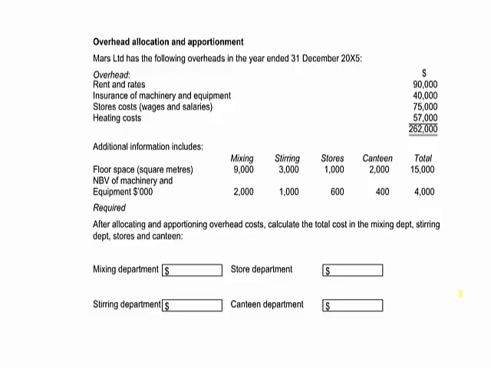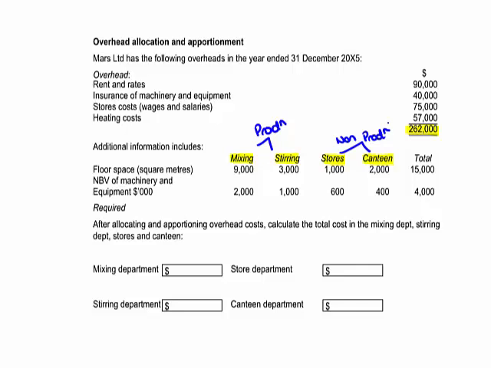Lecture example 1 then is going to take us through step 1 of allocating and apportioning our overheads to different cost centres. So what you can see then is we've got $262,000 of overheads to be allocated and apportioned, and they're split into 4 different categories of overheads. You can also see then that we've got 4 departments here, 4 different cost centres. We've got mixing and stirring, which are going to be production cost centres, and then we've got stores and canteen, which are non-production or support cost centres within the organisation.